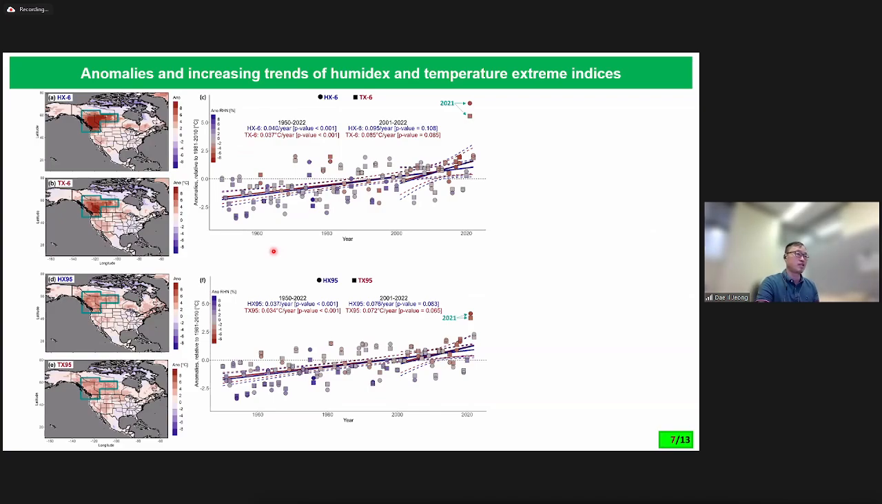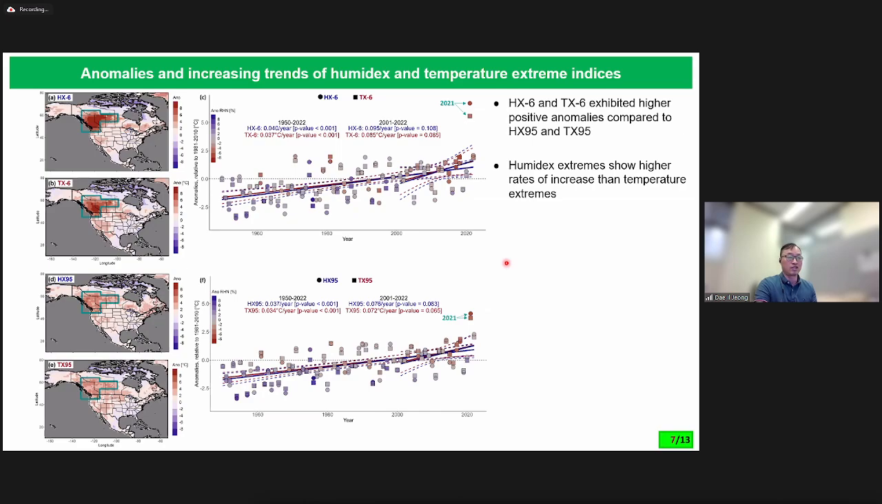Okay, so there is an anomaly and increasing trend of the Humidex and temperature extreme indices, and you can see that the 2021 event shows a high positive anomaly when compared to the reference period from 1981 to 2010, a 30-year period. When you see the time series of the indices, you can see an increasing trend in all indices. And I want to highlight that HX6 and TX6 exhibited a higher positive anomaly when compared to HX95 and TX95, which means that when we consider the persistence of the 2021 heat wave event, it looks much more like an outlier than when we only consider the magnitude.